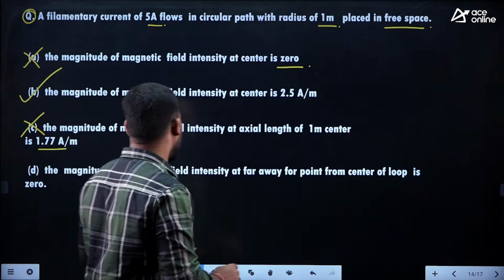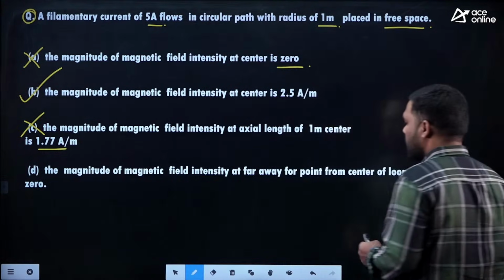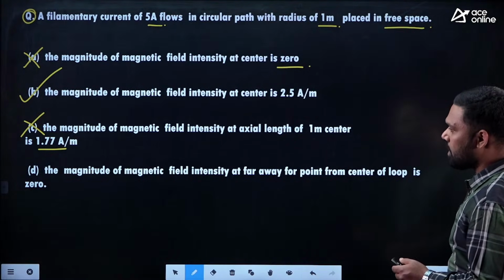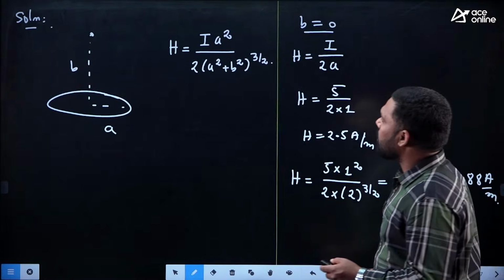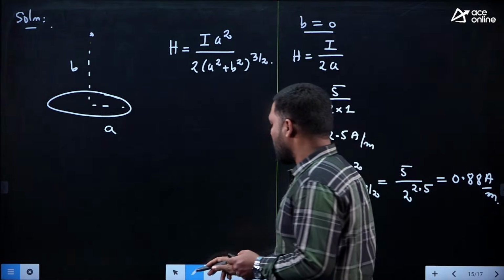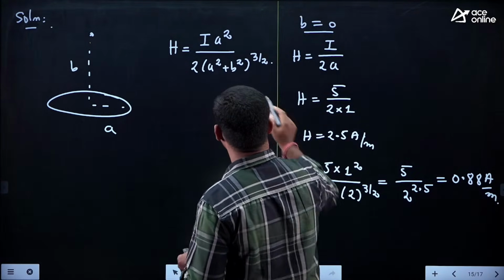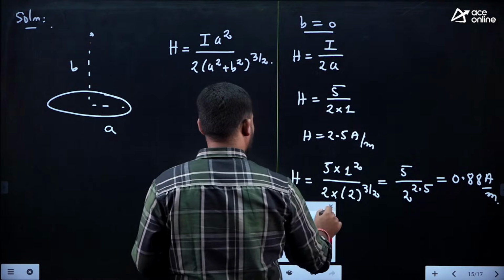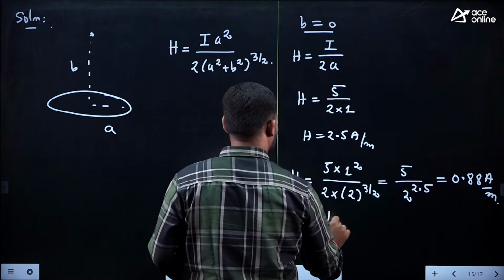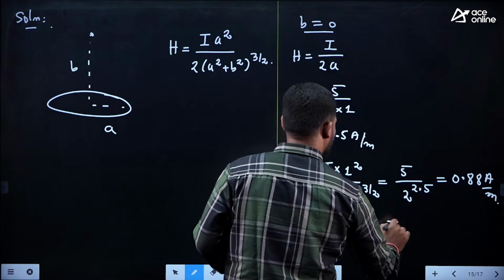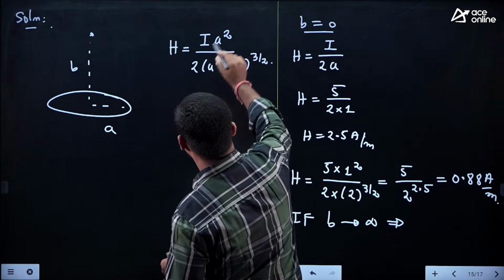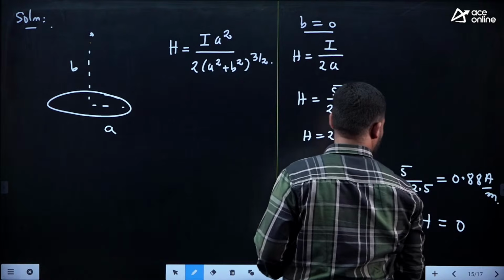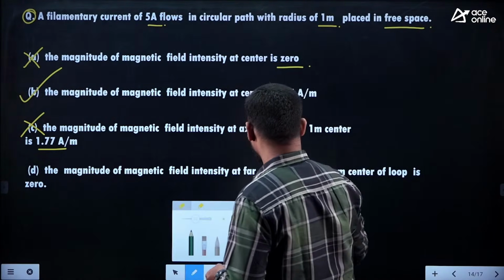Next, the magnitude of magnetic field intensity at a far away point from the center of the loop is 0. If you go to a very far away point, in the sense of an infinite point, say B tends to infinity, so what happens? Obviously A is fixed, and as B tends to infinity, H tends to 0. Correct statement. So this is correct. Option D is correct.